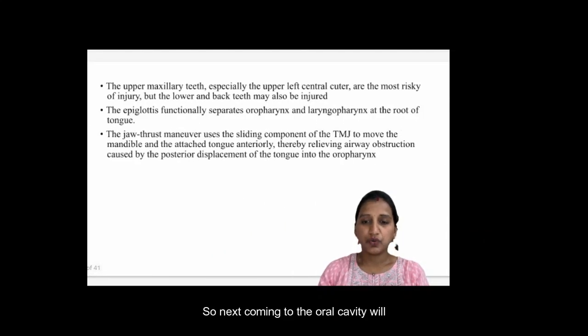So next, coming to the oral cavity. The oral cavity basically consists of the mouth, palate, and tongue. It is bounded anteriorly by the alveolar arch of the maxilla, the mandible, and teeth in the front. Above it is bound by the hard and the soft palate, and below by the anterior two-thirds of the tongue and the reflection of its mucosa forward onto the mandible below, and the oropharyngeal isthmus behind.